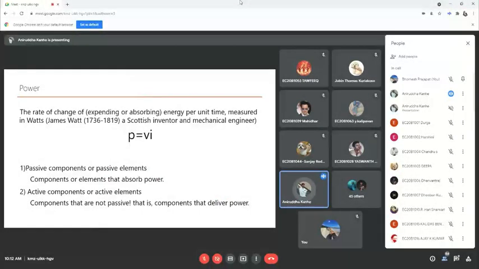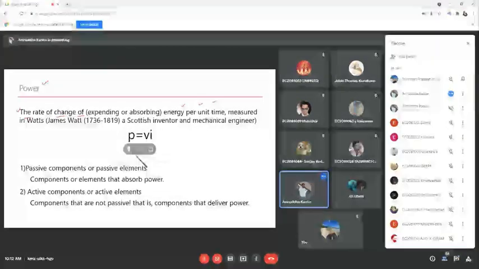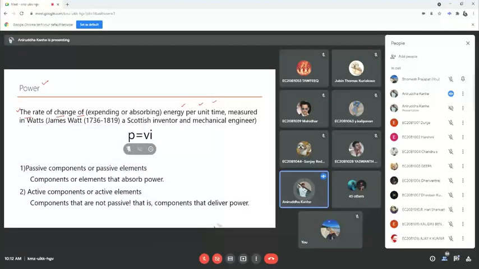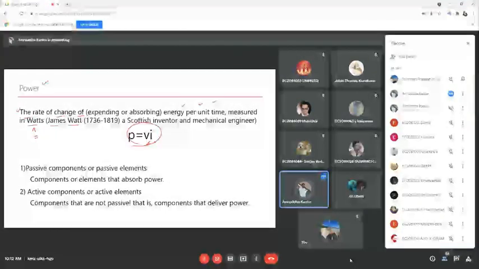Now there is something called power, and power is the rate of change of energy per unit time. So rate of change of energy per unit time is called power, and it is measured in terms of watts. And why watts? Because it was given by James Watt, a Scottish inventor and mechanical engineer. Now, a mechanical engineer has given a unit for the electronics item, so don't worry about that.